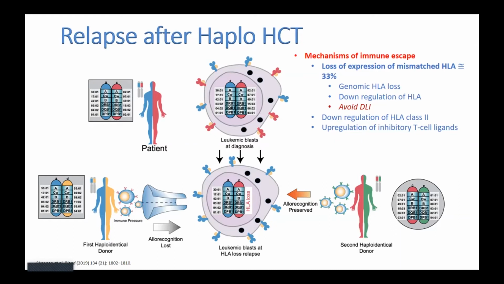mismatched HLA molecule. Now, once the remission is induced with salvage therapy, a second haploidentical donor is selected because they share the red haplotype with the patient but lack the blue haplotype. This will allow the second donor's immune system to recognize these disparate HLA molecules on the leukemic blasts to potentially elicit graft versus leukemia effect.